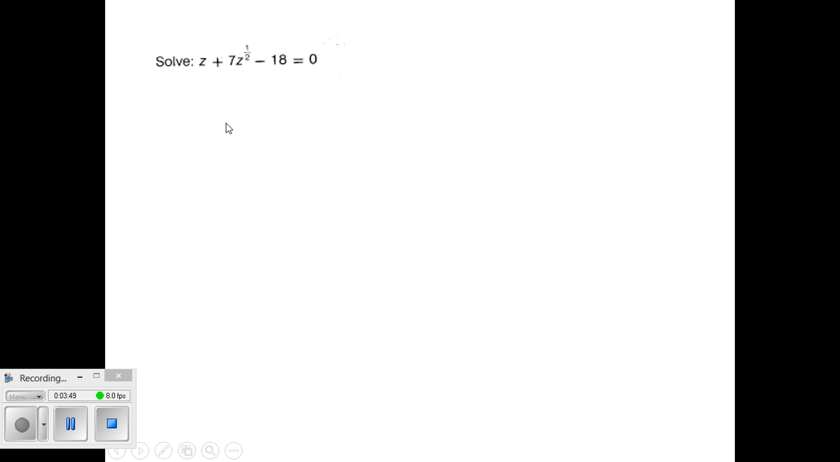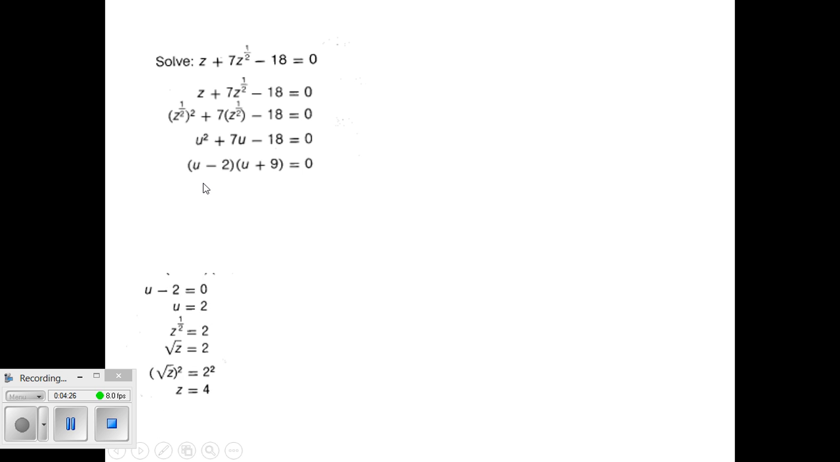Here's another one. Here's the one you probably don't like. You don't like that half power. That's fine. Get rid of it, okay? Let the u value stand in as z to the 1/2. And again, if z to the 1/2 is u, then z must be u squared, okay? So z to the 1/2 squared is u squared, or is z rather, okay? So then with that, we now have a nice quadratic. We now have a nice factorable quadratic.